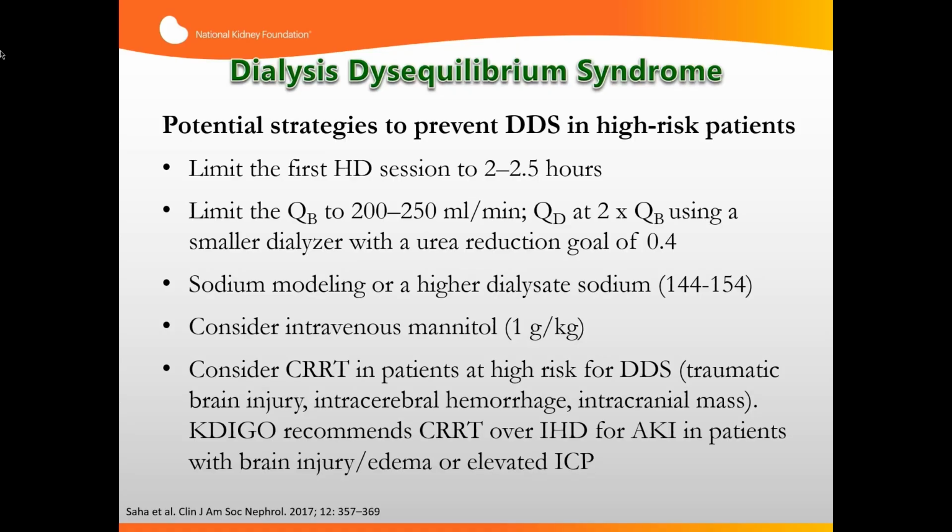Another way you can do this is to administer mannitol. So mannitol offsets 8.5 to 10 millimoles of osmotic effect of urea. Again, if you have a patient in the ICU who's admitted, say, for traumatic brain injury or intracerebral hemorrhage or a mass, always consider doing continuous renal replacement therapy, not your conventional in-center dialysis. Because again, these are patients who are particularly prone to develop dialysis disequilibrium. In fact, KDIGO recommends CRRT in patients in the ICU with neurologic injury.